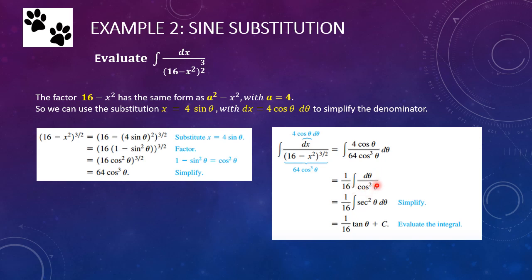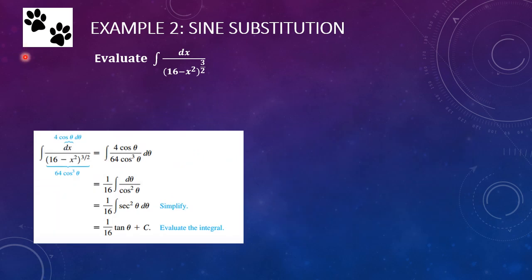Well, 1 over cosine squared is the same as secant squared, the reciprocal identities from trigonometry. And the integral, or the antiderivative, of secant squared is tangent theta. So we get 1/16 times tangent theta plus the constant of integration. But wait, we're not done yet.